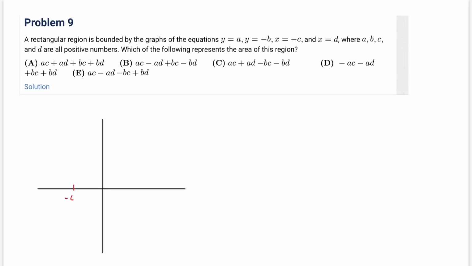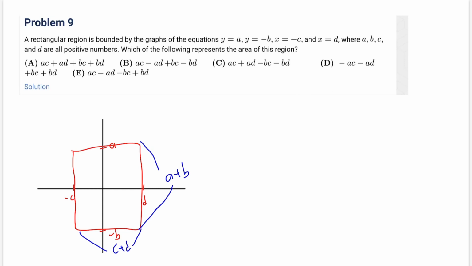So x is minus c, this would be d, and this would be minus b, this would be a, and so our rectangle would be drawn like this. This would be our rectangle, and so this would be a plus b, and this would be c plus d, right? And so what we're trying to find is a plus b times c plus d.